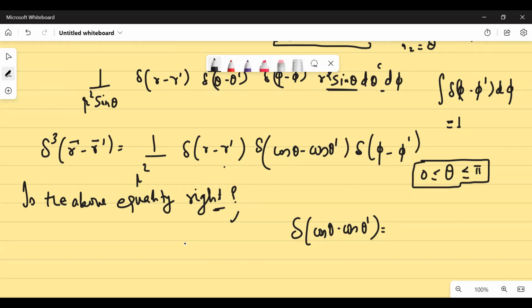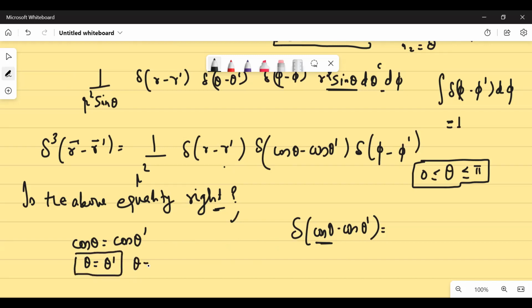So let us do it. For example, if I have this, I have to first see that my cos theta is equal to cos theta dash. At what point does that happen? When does this particular thing happen? It happens only if theta is equal to theta dash. Is that clear?